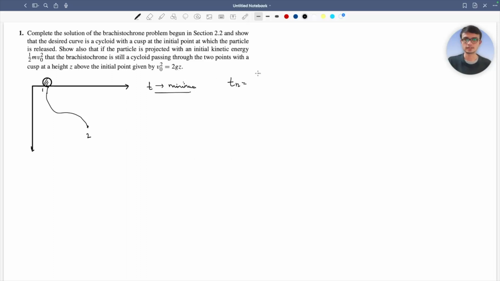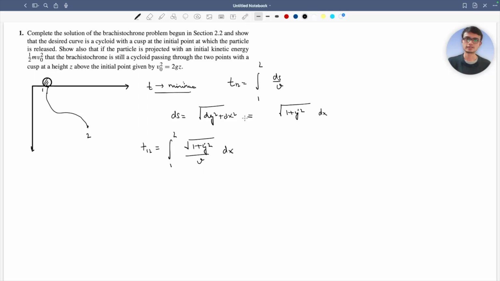t12 is an integral from 1 to 2 of ds upon v. So what is my ds? ds is a small length element given as the square root of dy squared plus dx squared. That can be further written as root of 1 plus y dot squared times dx. Now if I put it here, t12 is the integral from 1 to 2 of root of 1 plus y dot squared over v times dx.